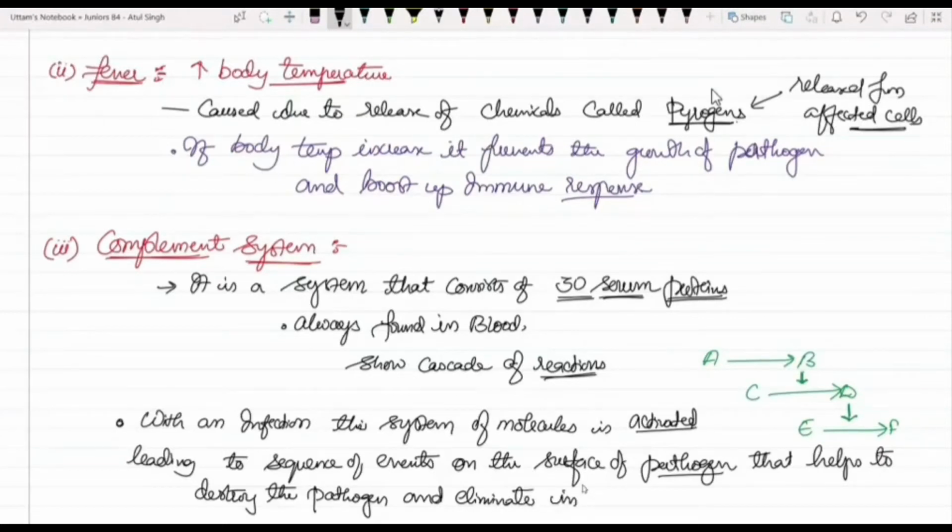Eliminate infection. So infection will get removed by destroying the pathogen.